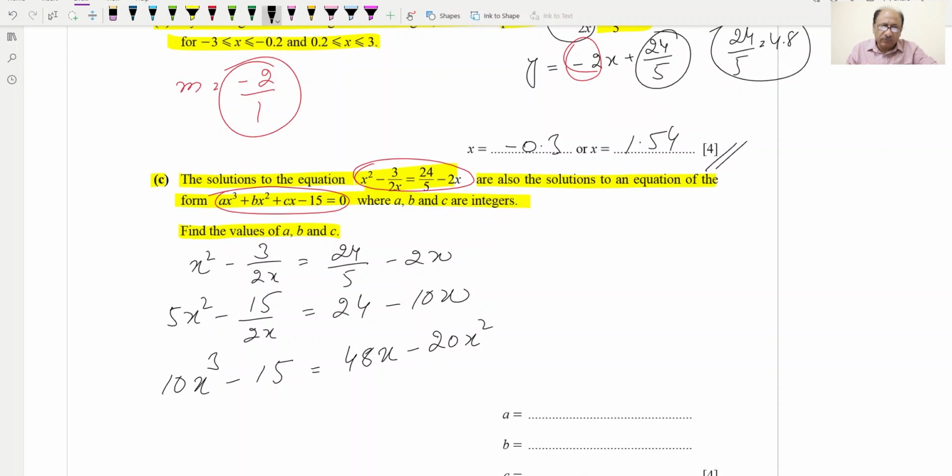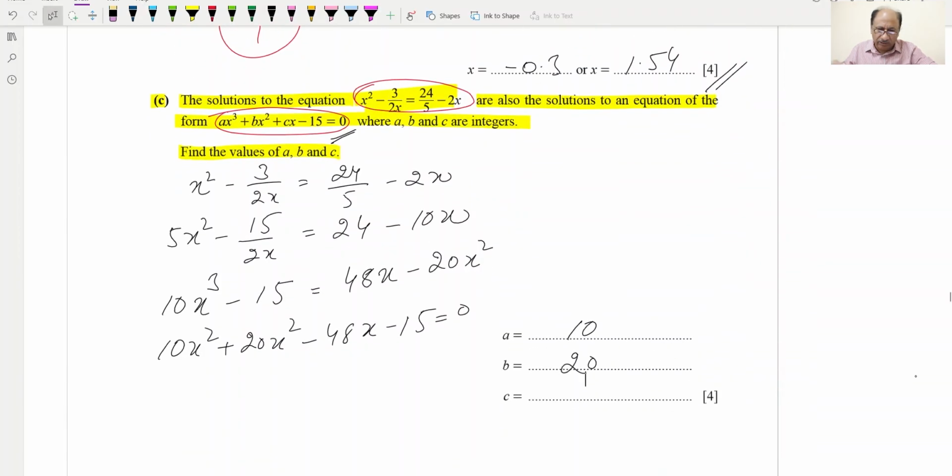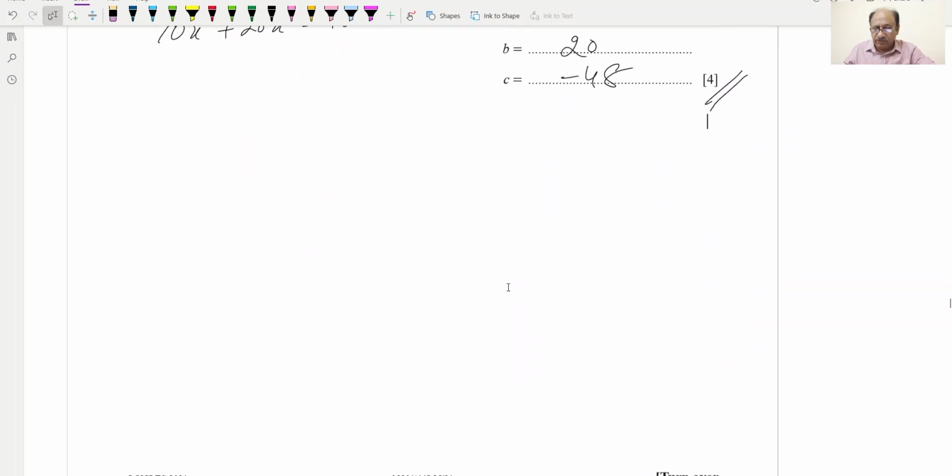That's all. Now what we have to do, we have to rearrange. So 10x cubed plus 20x squared minus 48x minus 15 is equal to 0. And now if we compare this with this one, we will get a is equal to 10, b is equal to 20, c is equal to minus 48. You can see this is a 4-mark question which we did very easily. If you adopt this technique of removing the decimal, getting rid of the denominator, that will be a very nice and easy technique.